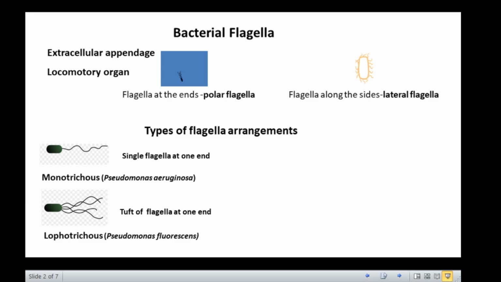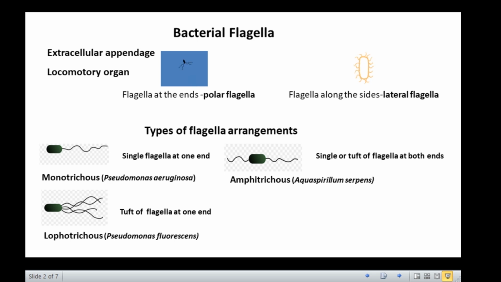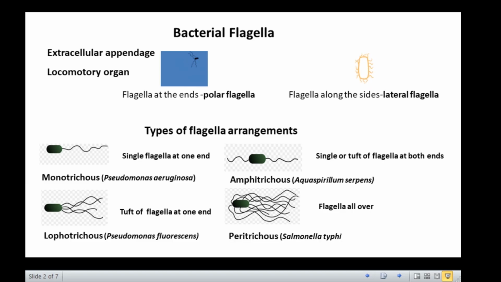When flagella appear at both ends of the cell, either single or as a tuft, the bacterium is amphitrichous. Amphi in Greek means at each end. Example, Aquaspirillum serpens. Bacteria that are covered all over in flagella are said to be peritrichous. Example, Salmonella typhi. Bacteria without flagella are called atrichous.